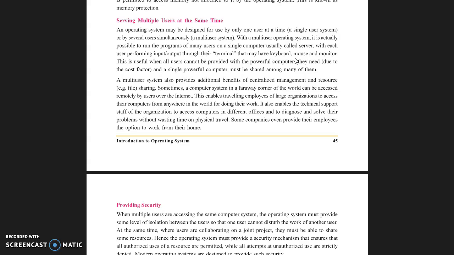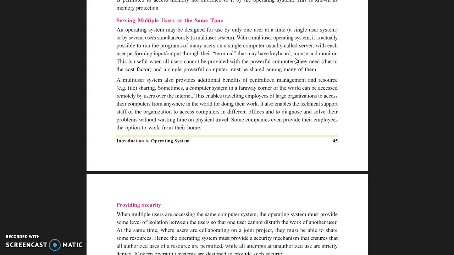Sometimes a computer system in a faraway corner of the world can be accessed remotely by users over the internet. This enables traveling employees of a large organization to access their computer from anywhere in the world to do their work. Now what do we mean by remote work? In our daily routine life, we are watching TV. For changing the channel, we cannot stand up from our place again and again. We use a remote control to change the channel.